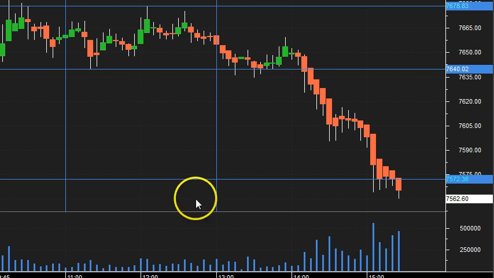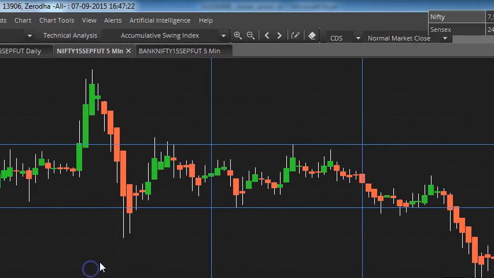So that's it for now, and you can, again, like I said, try and combine. You can do this on stocks also, or you can just trade it on Nifty and Bank Nifty. That is up to you, and I leave that to you.